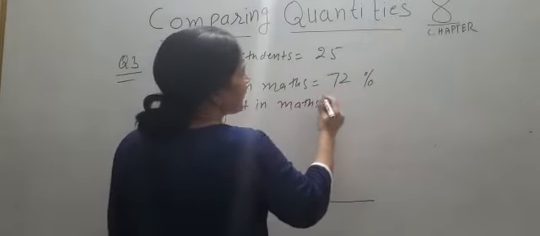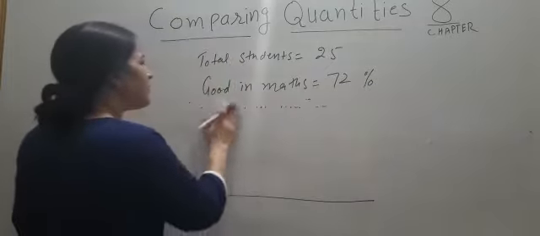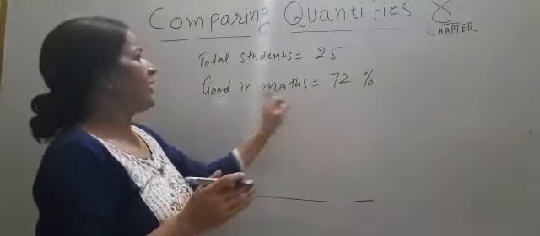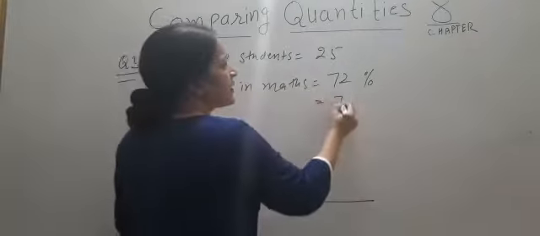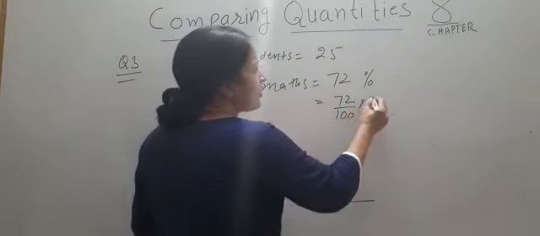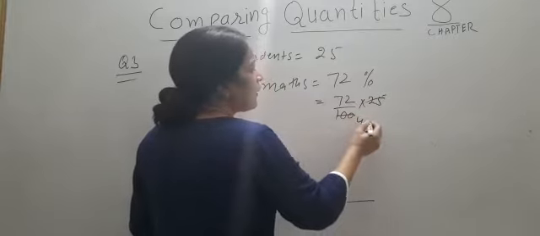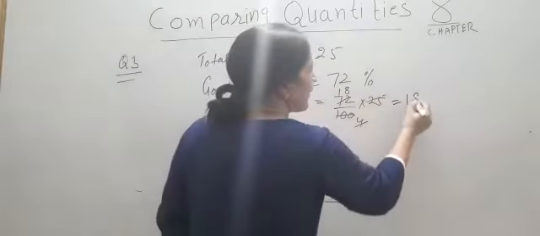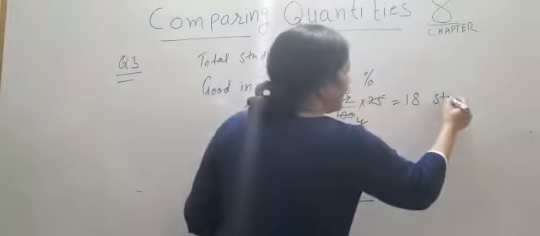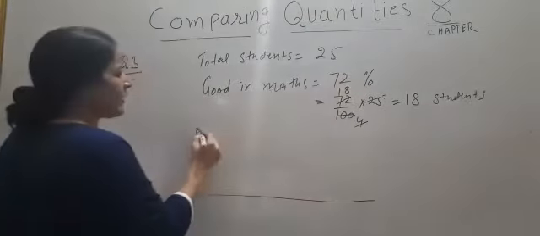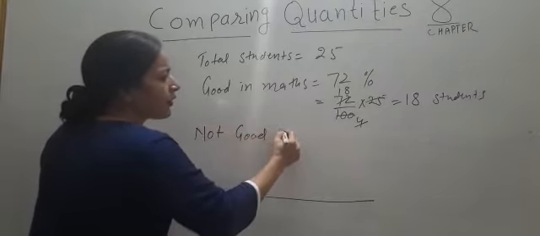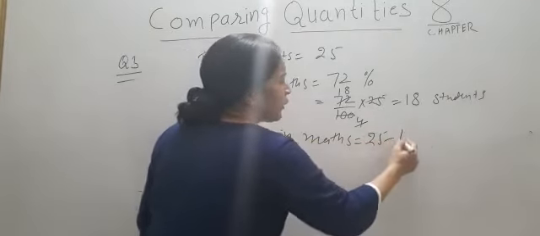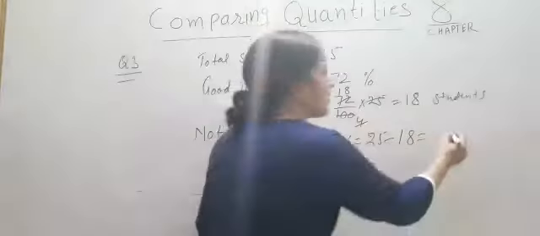First of all, I am not telling you in this way. Let us do another way. Good in maths 72%. 72% of which 25? So 25 fours are 100, 4 ones are 4, 3 fours are 12, 18 students are good in maths. 18 students are good in maths. Now you can easily find not good in maths. 25 total, 18 good in maths. Then how many are not good in maths? 7.